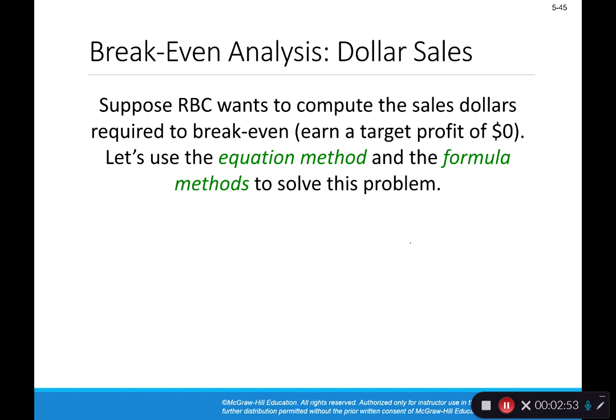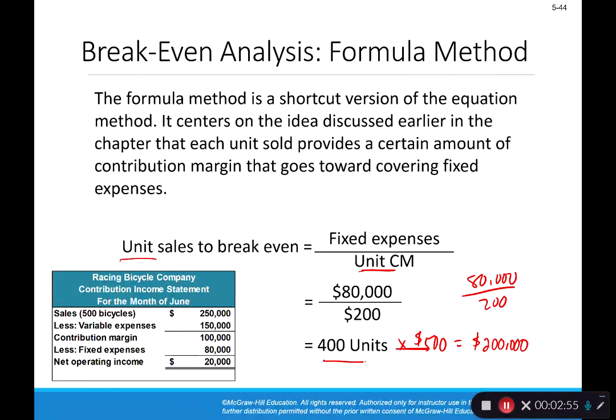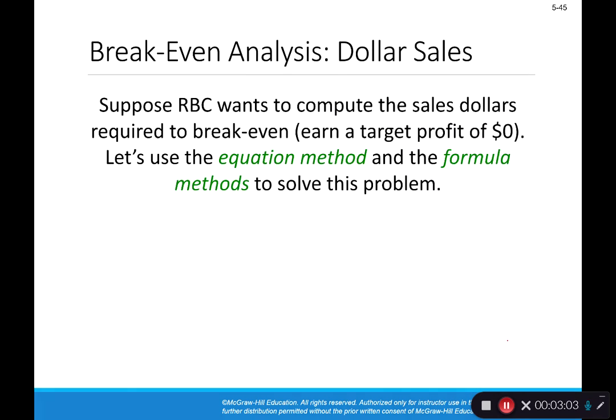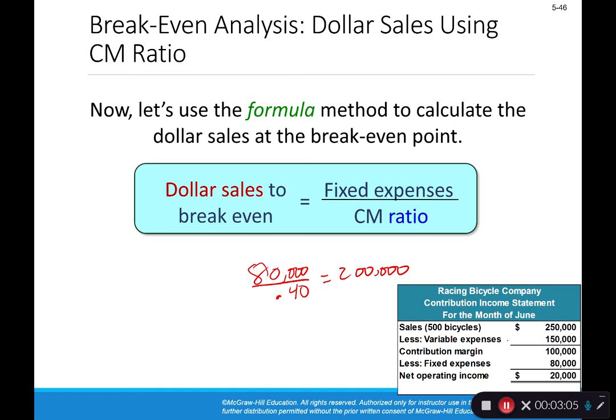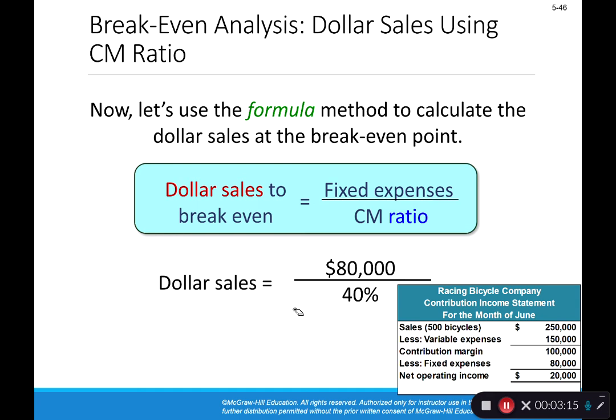Now, I already calculated that back here. I had the answer in units, I multiplied by the selling price, and that gave me the answer in dollars of 200,000. But we could get it directly by taking the fixed cost and dividing by the CM ratio. So let me erase this so you can see the beautiful typed version. And there's the calculation and the answer. I could go backwards if I wanted it in units, simply by dividing by the selling price. And lo and behold, there's my 400 units.